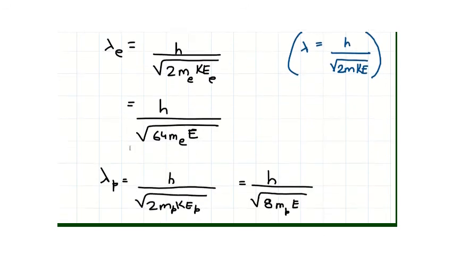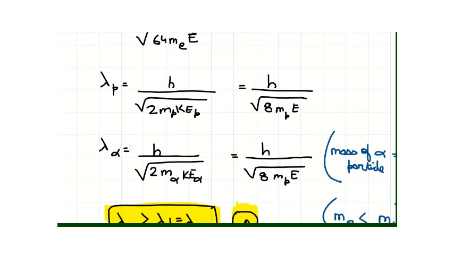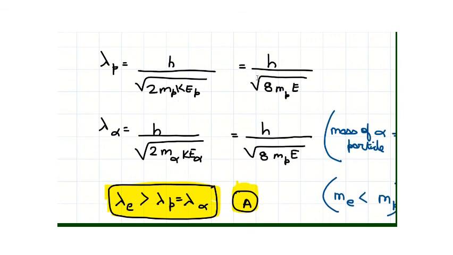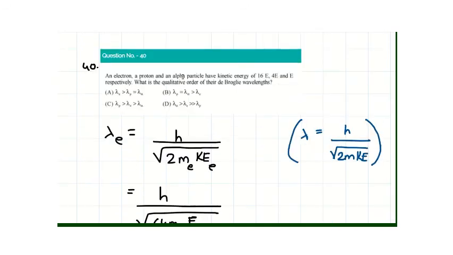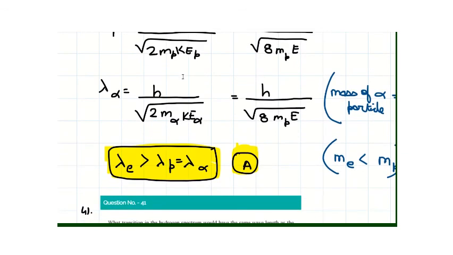In the case of proton, let us consider the mass as mp, which simplifies to become h by root 8 mpe. And when we substitute mass of alpha particle as 2 into mass of proton, we get the wavelength for the alpha particle as h by root 8 mp into e. We get the wavelength of proton and alpha particle equal and the wavelength of electron is high. So we get the A option as the answer.